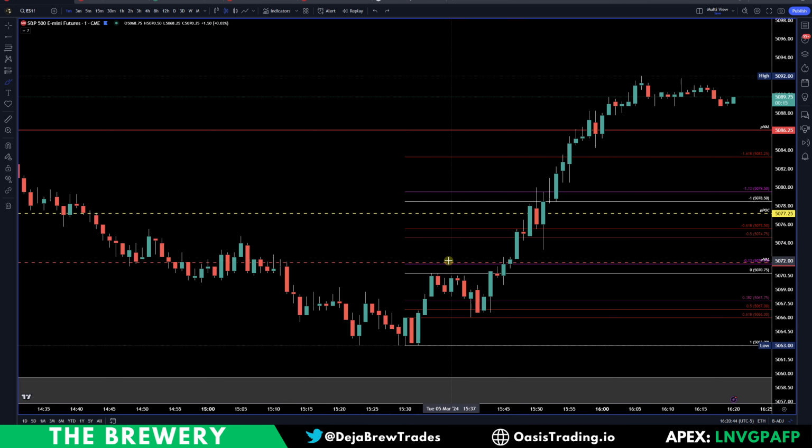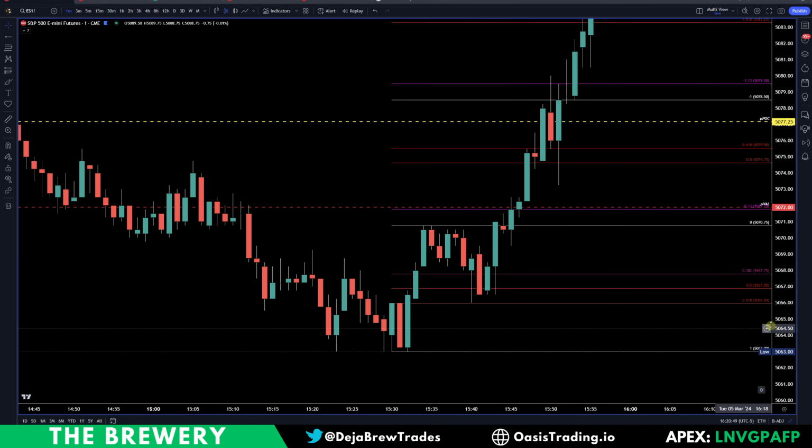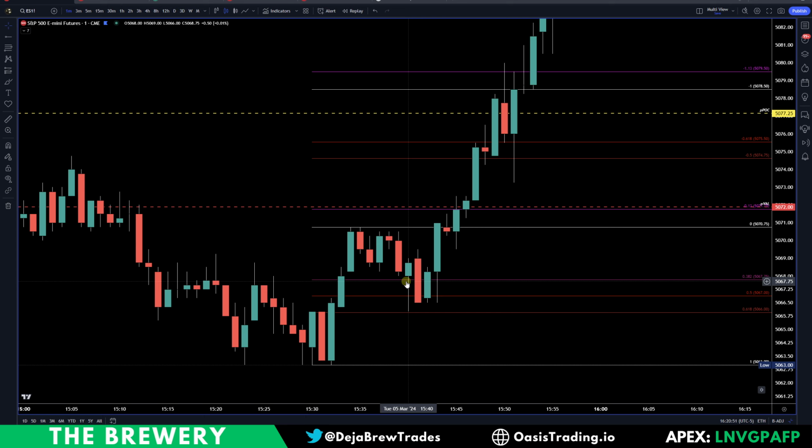You can see the correction was a little deep. We typically don't like that correction to be deeper than the 382 fib. In this case, it was very quick. So it pulled back below the 382, but it recovered it almost immediately. So that one wasn't too bad. But if it holds below that 382, then it gets pretty weak.